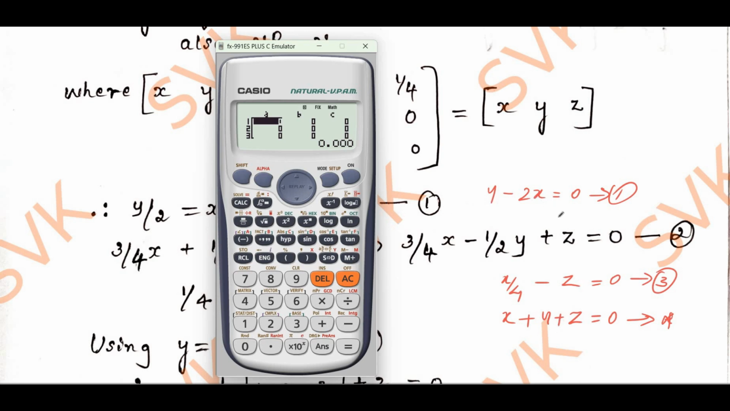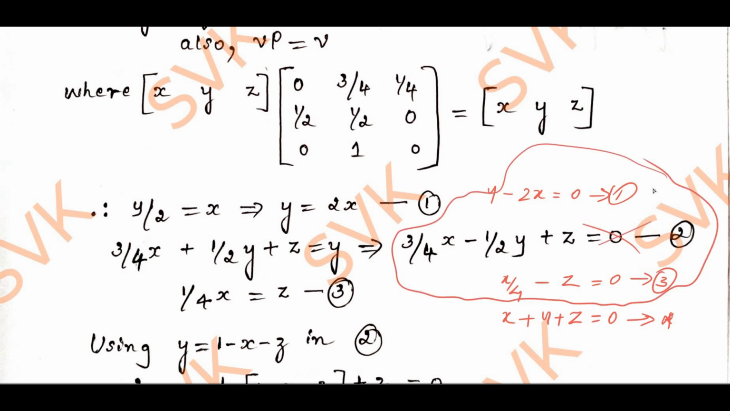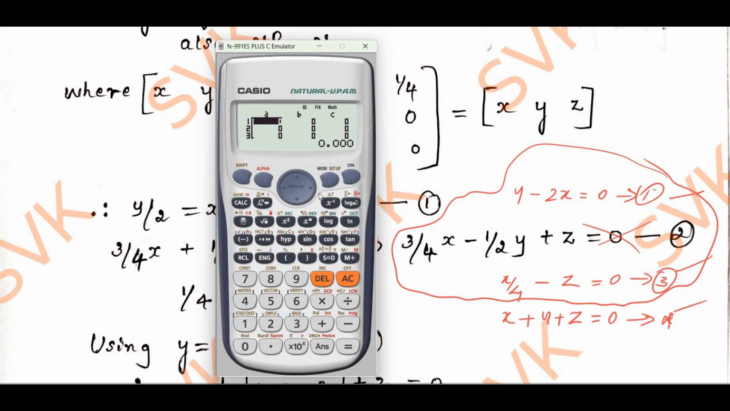As we have four equations, out of the four we need to consider any three. Out of these, we can neglect any one equation. So I am going to neglect equation 2 and consider equations 1, 3 and star. Now use your calculator to solve them.